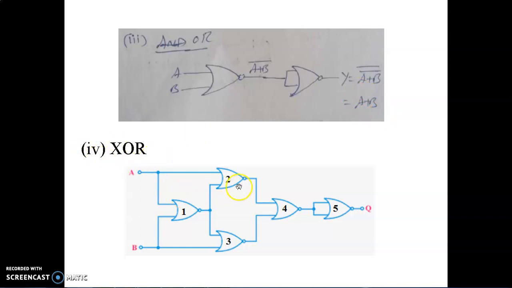Next is the XOR function. This is achieved by the combination of 5 NOR gates as shown here. So here it is necessary to write the equation at the output of each gate, and finally we have to prove the obtained equation is the XOR function. So I leave this to you to write the equation at the output of each gate and show that the final output equation is the XOR function. Try by yourself.